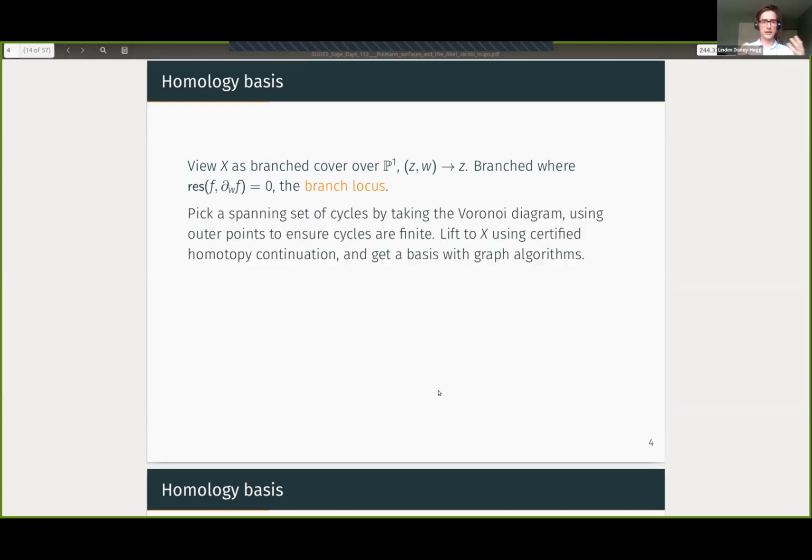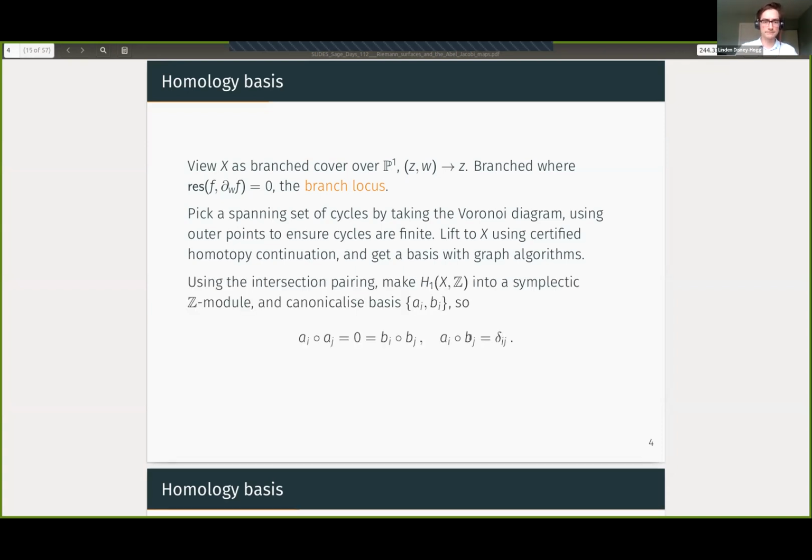We can then create a set of cycles by putting points at this branch locus and then taking a Voronoi diagram around them. This is a really helpful way of doing this, because these paths, which are then going to start to contribute to a homology basis, are going to avoid these bad points, this branch locus. And then once you've done this, you can lift using certified homotopy continuation to the Riemann surface. Remember, I said this was a cover, so I get paths on the base and I can lift these up. And then we can just get a basis with graph algorithms, and hopefully we're all happy with that, as graph algorithms are very good and have done well in Sage.